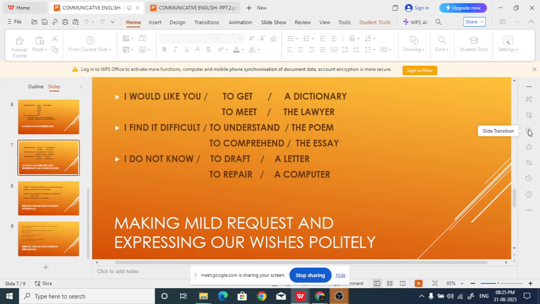This slide you read? I would like you to meet the lawyer. Okay. Then next, I would like you to get a dictionary. Isn't it? Okay. Read the second one. Alona, can you read the second one?